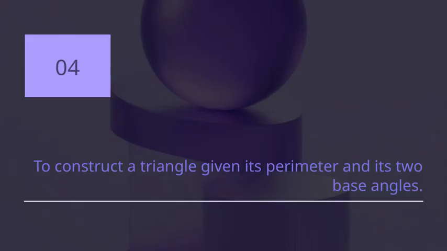All right, now let's look at how we can construct a triangle when we know its perimeter and two of its base angles. This is a slightly more advanced problem, but it's really important because it combines different aspects of triangle properties. The key idea here is that knowing the perimeter gives us a total length, while the two base angles help us determine the shape of the triangle.